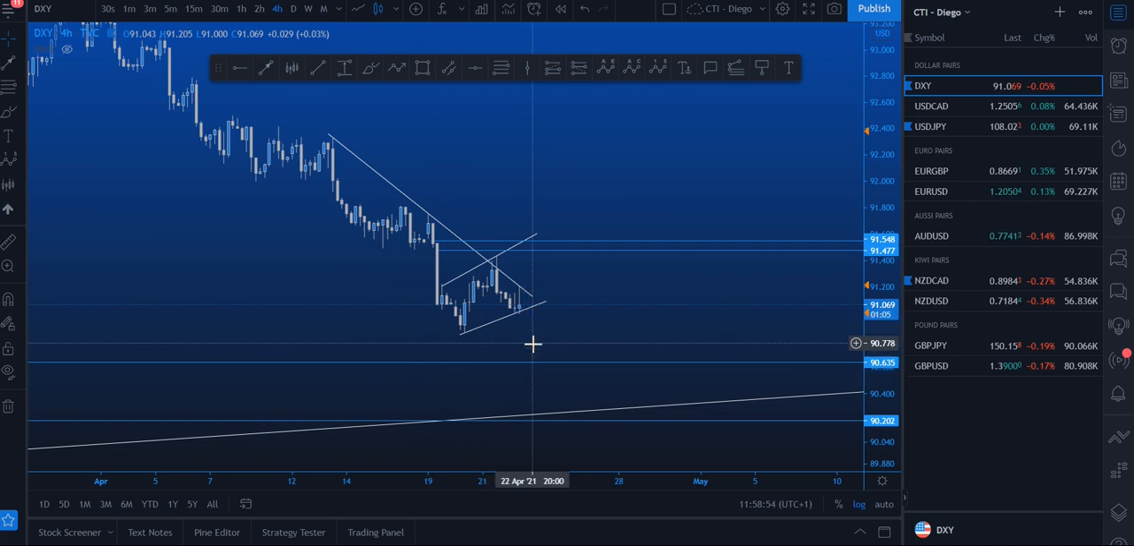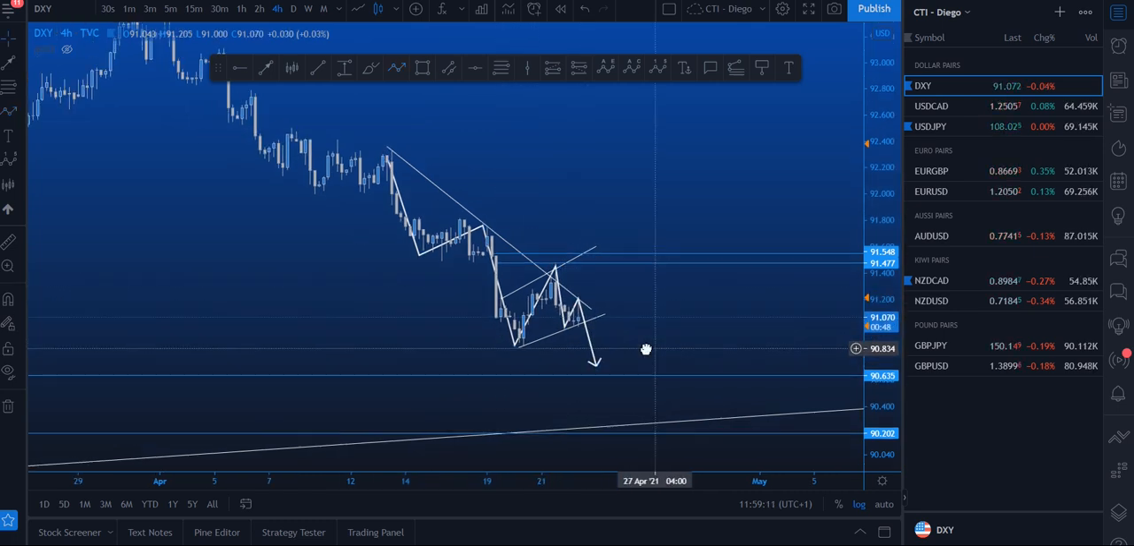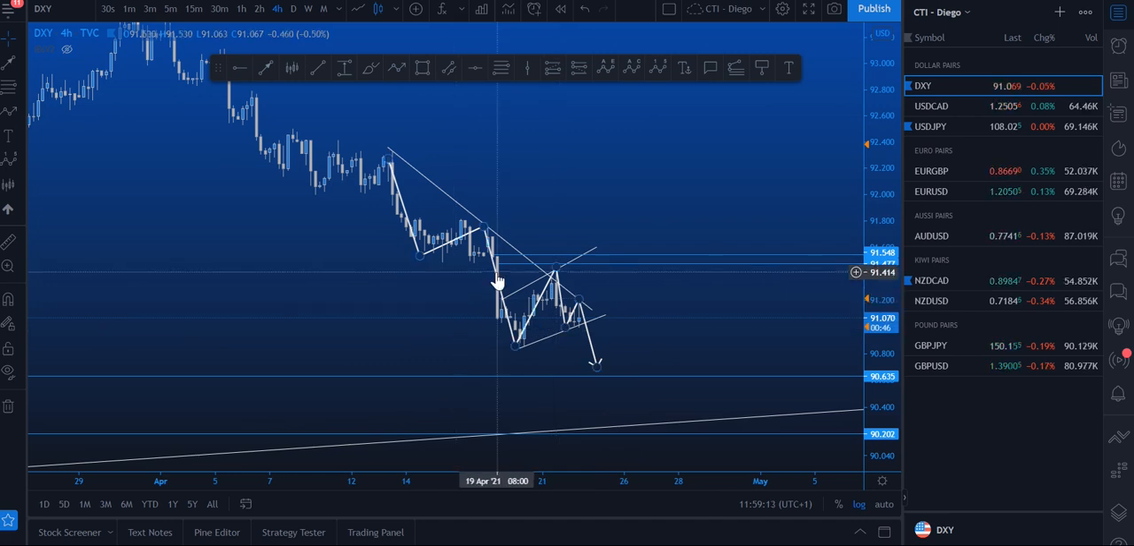So what's happened now is that price, as forecasted, we did expect a potential small stop hunt of this Fibonacci level, and we have got it now. We now have a close back inside the trend line. This is a potential retest of the trend line and a continuation. So this is what I'm seeing right now on the dollar.